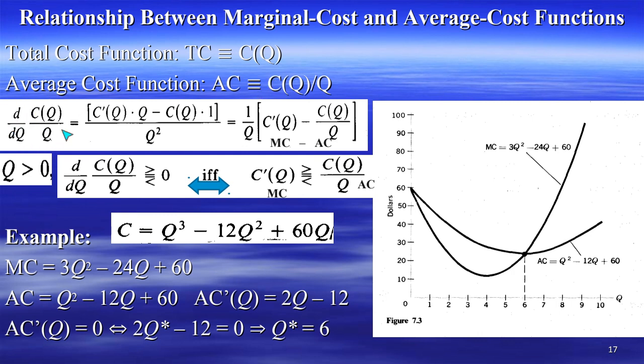So what is the slope of the average cost? It is the derivative of the average cost, which is the derivative of C of Q over Q. But this is a quotient. This is a division. So I will use the quotient formula, which I have just proven. So what is the formula? The derivative of the numerator times the denominator minus the numerator times the derivative of the denominator. So C prime of Q times Q minus C of Q times the derivative of Q, which is 1, the whole thing over the square of the denominator, which is Q square.